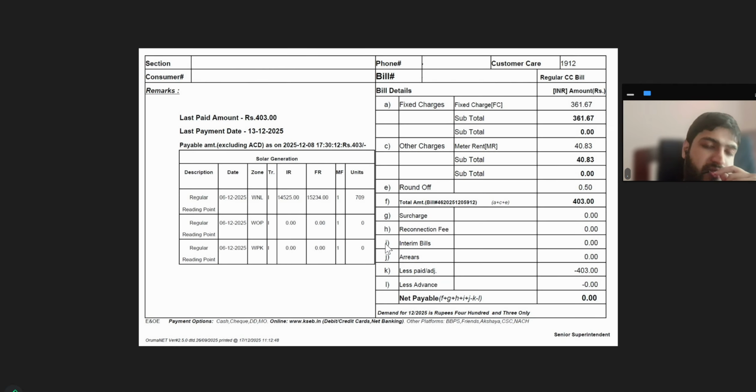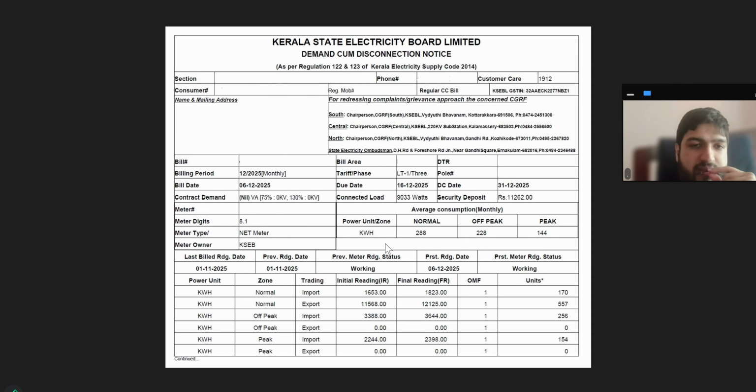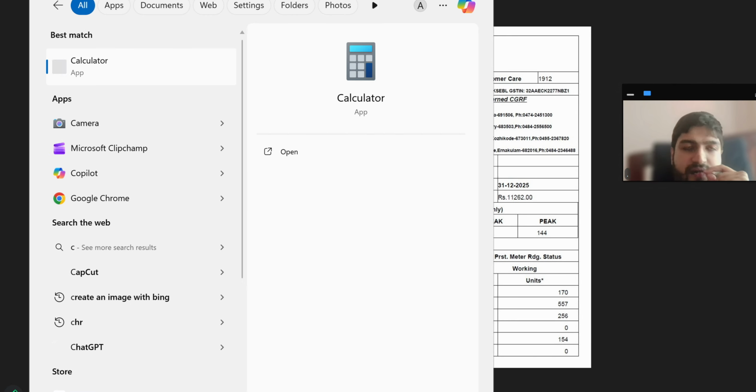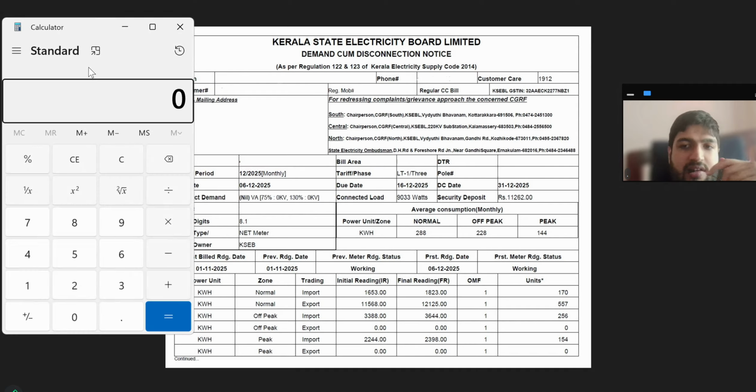Now, how are the units imported 580? Again, we come to the first page. Units imported will be equal to units imported in the normal zone, that is 170, plus units imported in the off-peak zone, that is 256, plus units imported in the peak zone, that's 154. If we calculate that on the calculator, you can see 170 plus 256 plus 154.